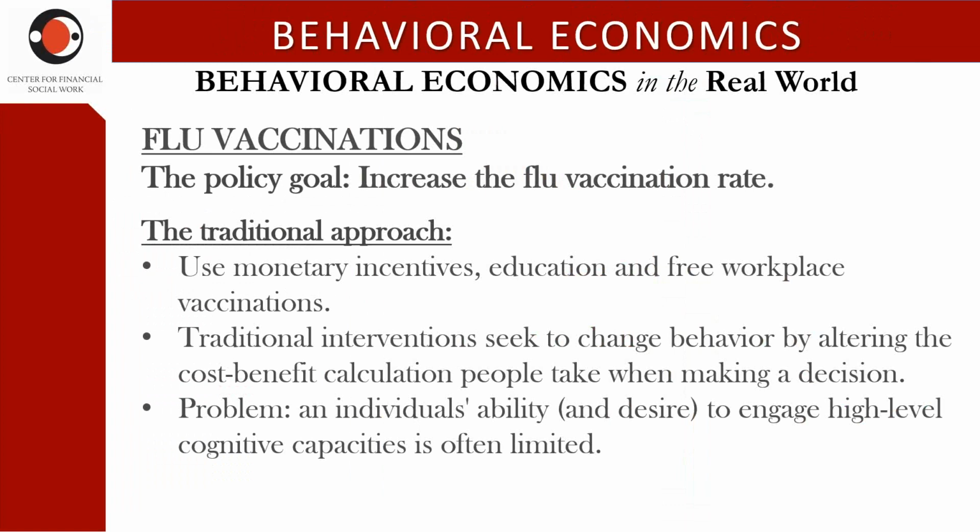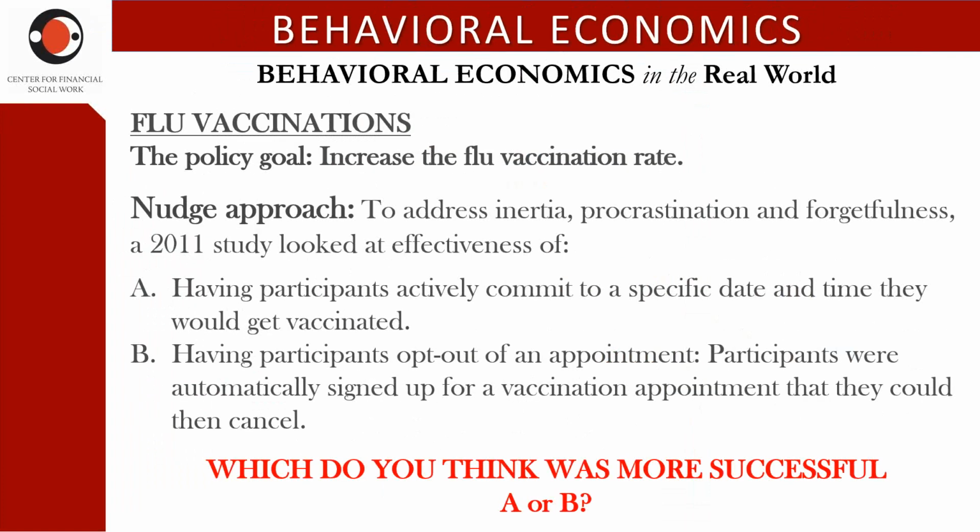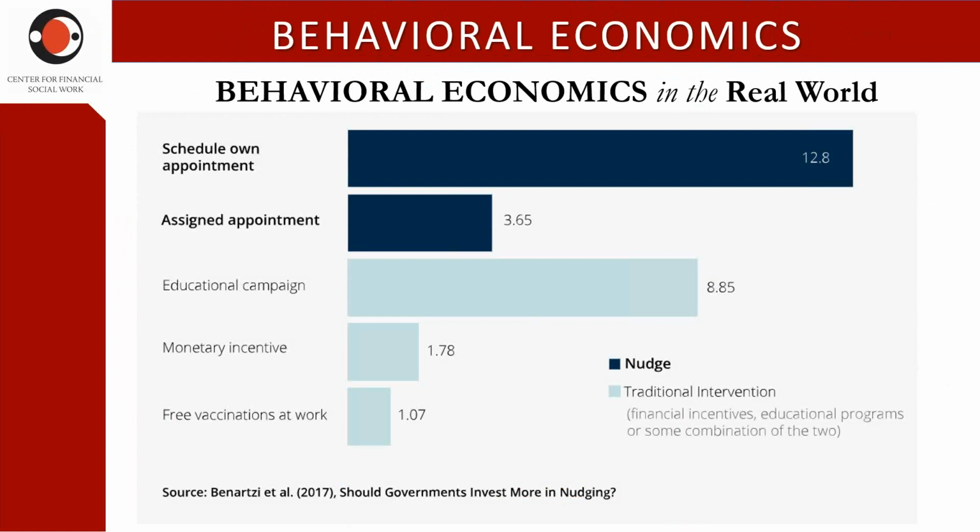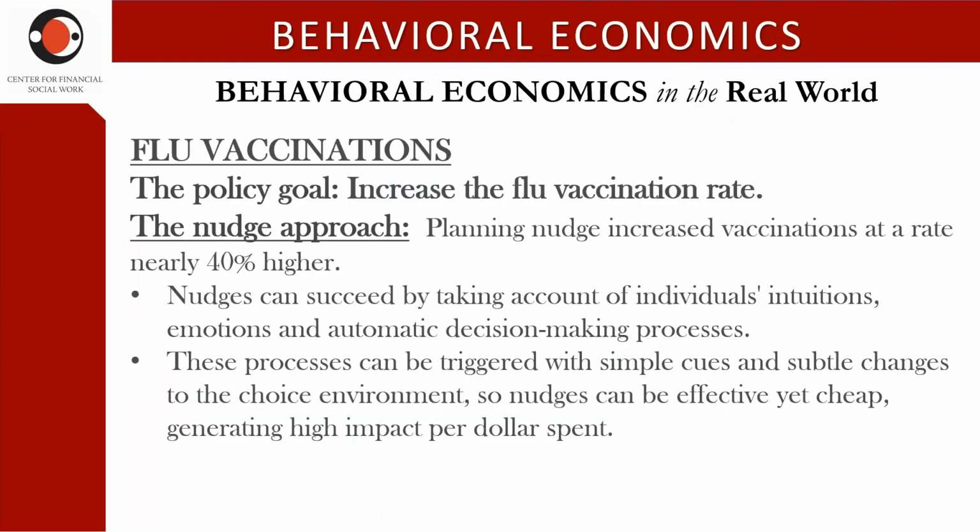So this is one final one with flu vaccinations. Traditional interventions seek to change behavior by altering the cost-benefit calculation that people take when making a decision, except that that's not where our heads are at. So this is a nudge approach that one agency used to address inertia, procrastination, and forgetfulness. And I should have done a poll here. So which do you think worked better, having participants actively commit to a specific date and time to get vaccinated, or having them opt out of a schedule that the agency sent for them? Well, scheduling their own appointment through this nudge was way more successful, 40% higher success.